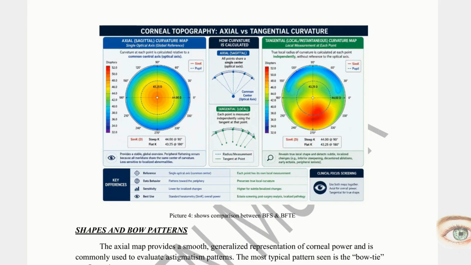Why? Because the axial sagittal map is going to give you an overview, and there are many artifacts in the tangential map. Even if your tear film is slightly irregular, it is going to give you a slight irregularity. So first you have to look at the axial map, and then you can go for a tangential map. And even if the tangential map gives you any red zones, you can make the patient use a lubricant, and you can scan the patient again.